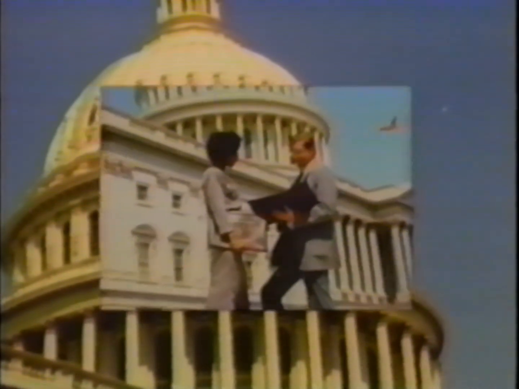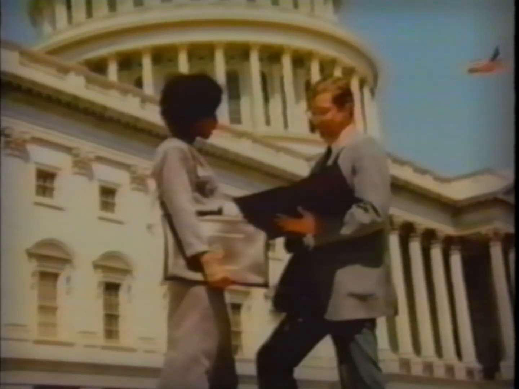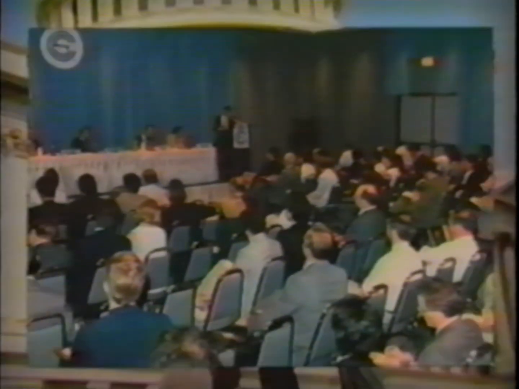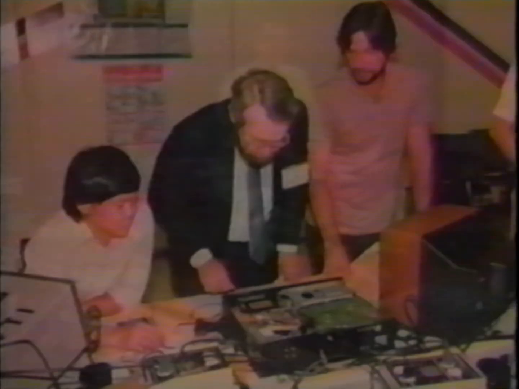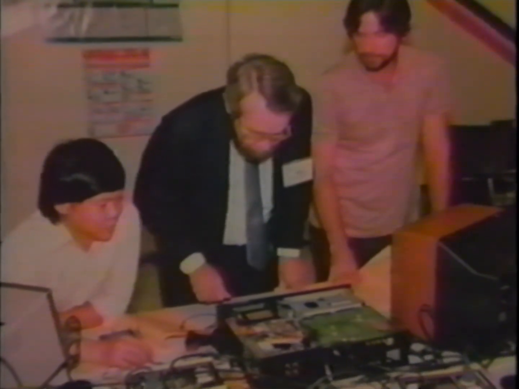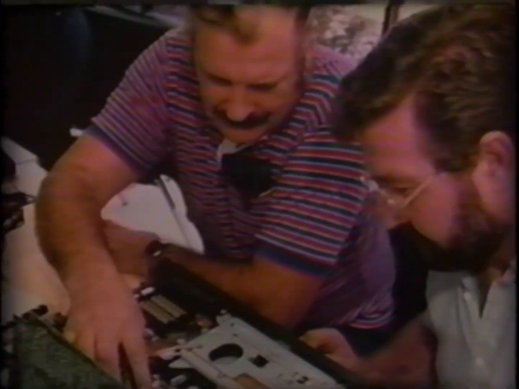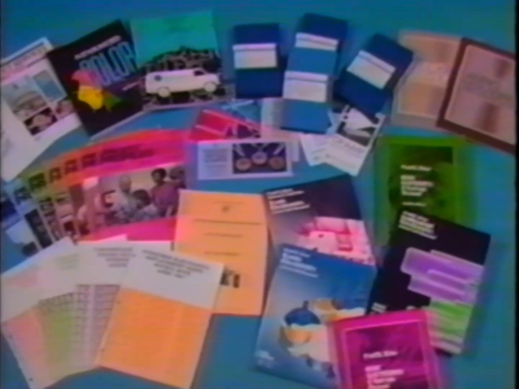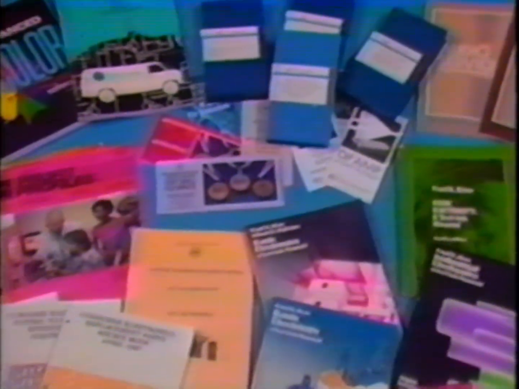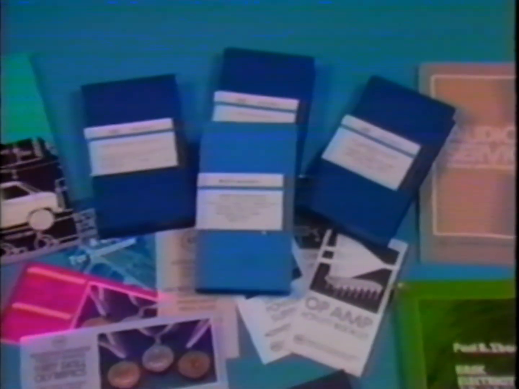Strategically located in the nation's capital, the EIA is responsible for communicating industry positions and developments to government agencies, the engineering establishment, consumer groups, the mass media, and the educational community. The EIA's Consumer Electronics Group sponsors hands-on seminars for technicians and educators, publishes technical manuals and textbooks, and produces training videos such as this.